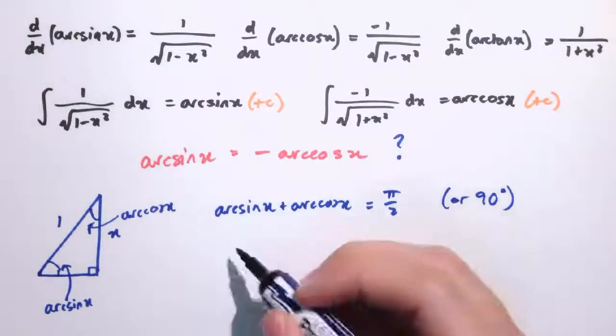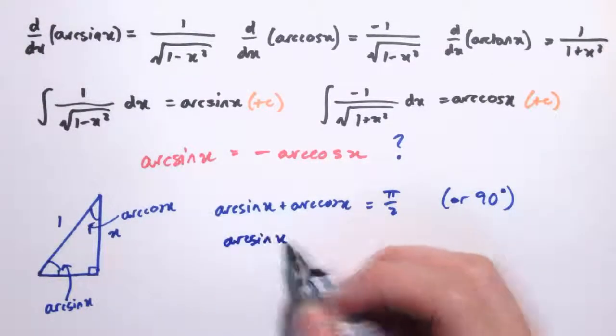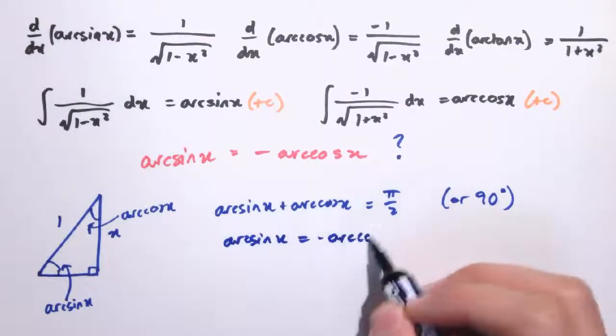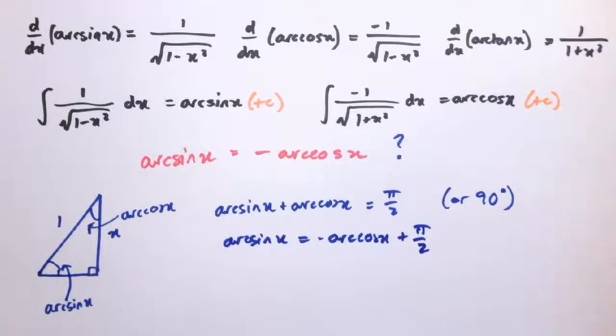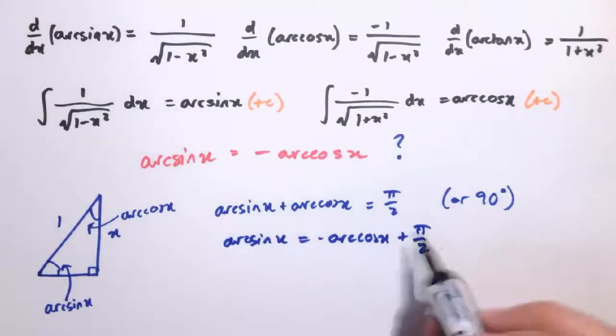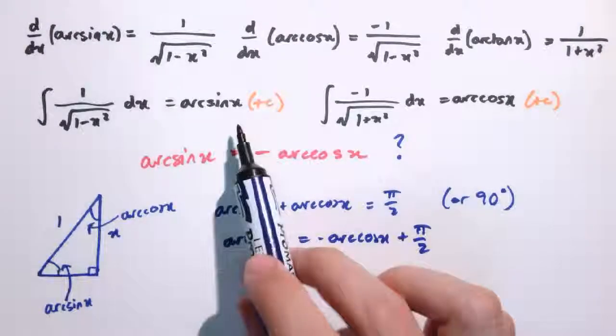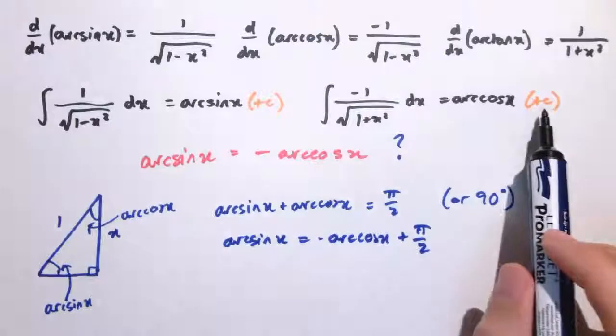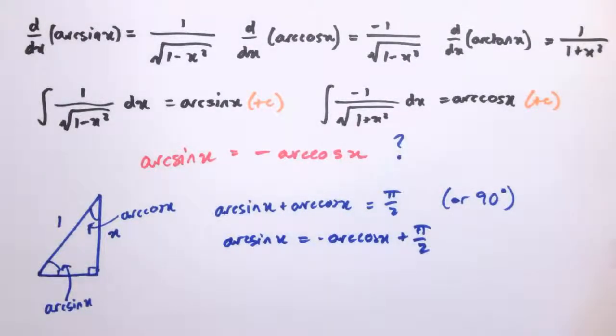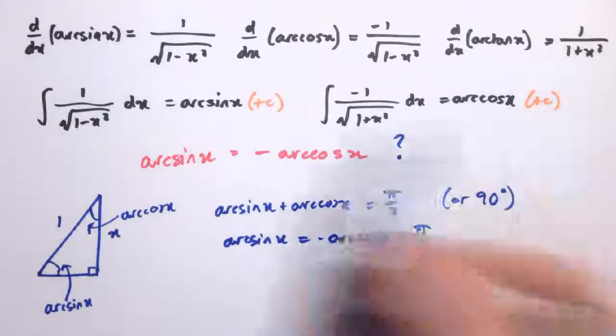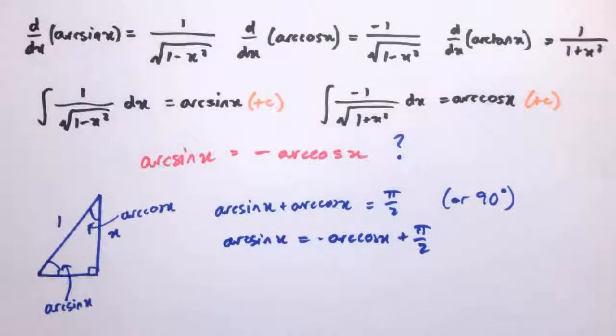So it's not quite the case that arcsine x is minus arccos of x, but actually arcsine of x is minus arccos of x plus pi by 2. So they differ, but they only differ by a constant. So actually this was wrapped up in the plus c here. This is an arbitrary constant, but just because we've called them both plus c doesn't mean they're always going to be the same when I compare them. So actually that pi by 2 has got lost in this arbitrary constant.